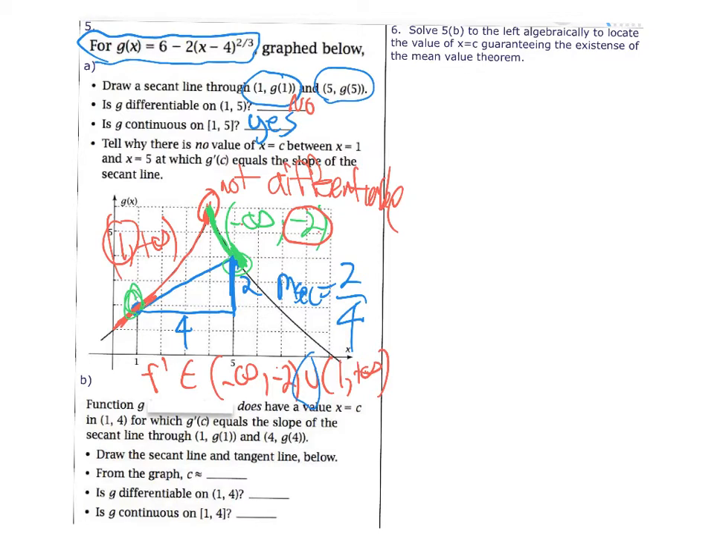But what we can see here, folks, is that the mean value theorem doesn't work because a point is not differentiable, right? So if it says tell why there is no value of x equals c between 1 and 5, you would just say that there can't be a slope because it's not differentiable.